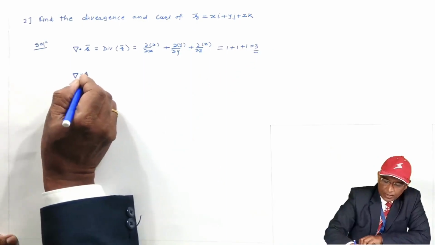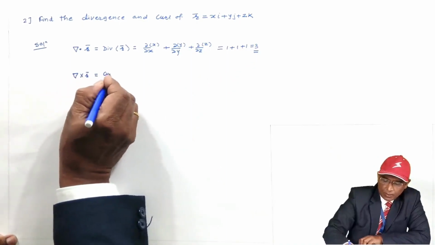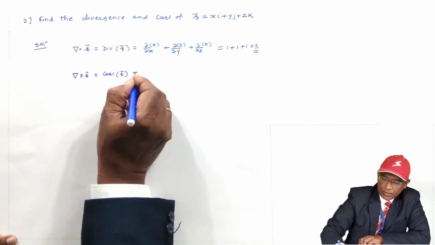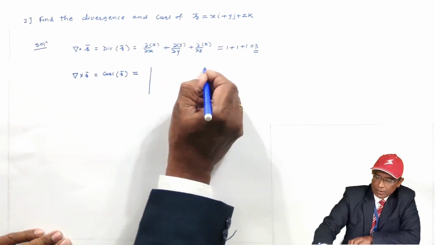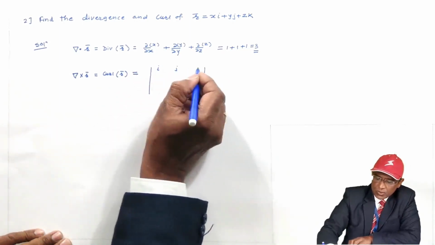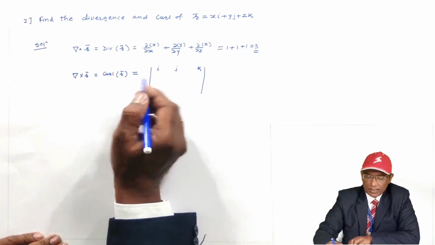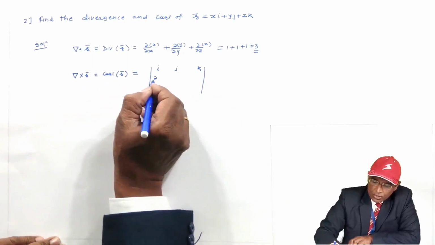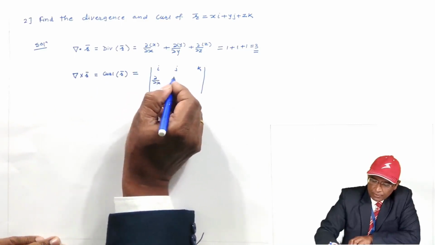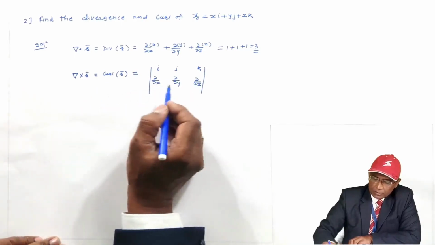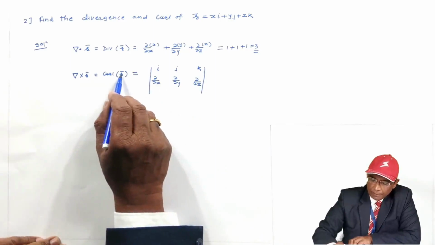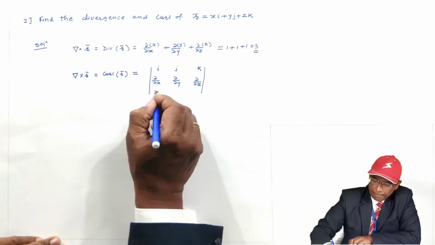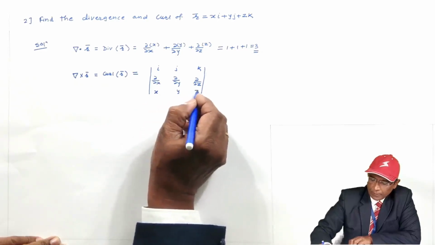Del cross r bar means the curl of r bar, the curl of any vector point function. How do you calculate it? Using a determinant. The row i, j, k is common, the first row is the same all the time when you find curl, and the next row is always the same when you find curl. Then take the coefficients of i, j, k from r bar: x, y and z.